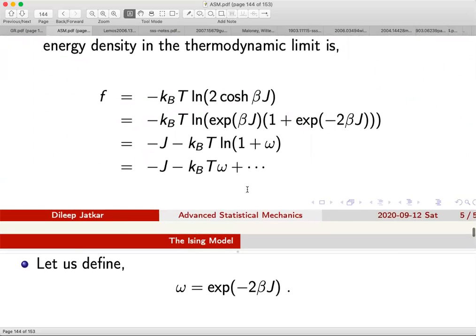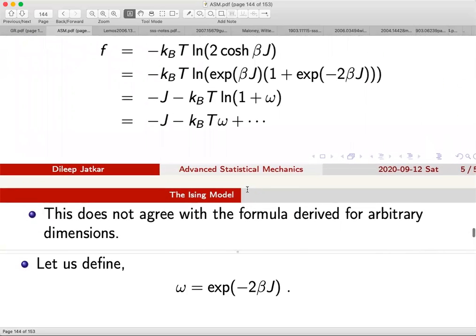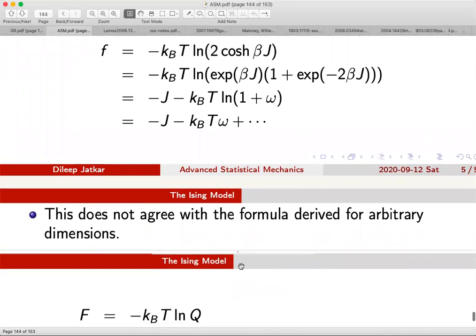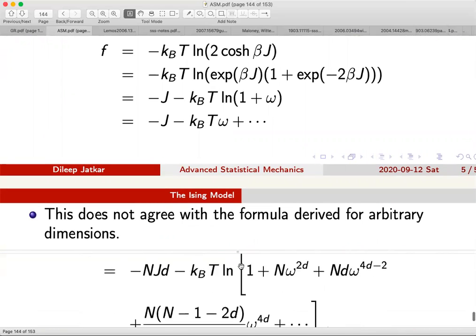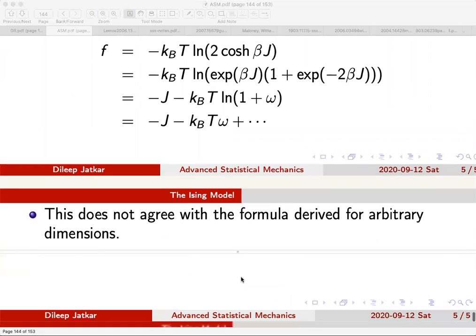So you get this factor, right? And this clearly does not agree with the formula derived in arbitrary dimensions. So let's look at that formula.